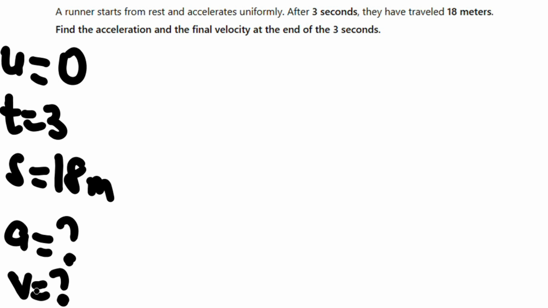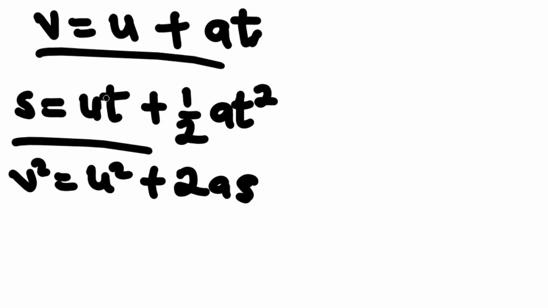Okay, so they're giving us distance, they're giving us T, they give us U, right? We are looking for A and V. So for one of the equations, if you look at V is equal to U plus AT, A and V are here. So two unknowns are in the same equation.